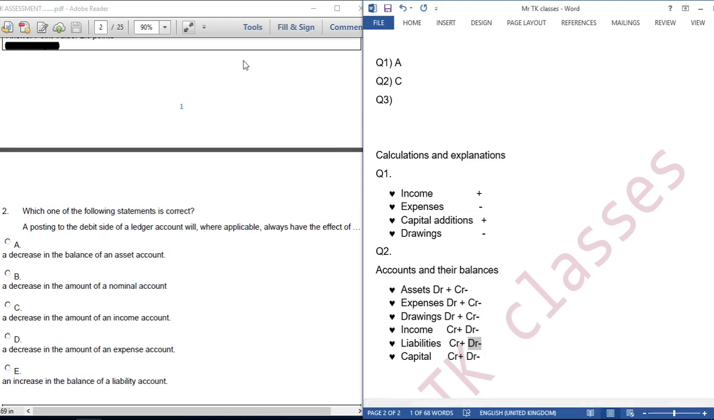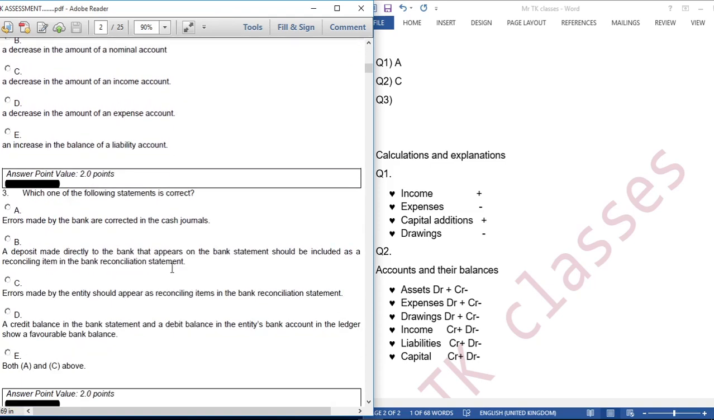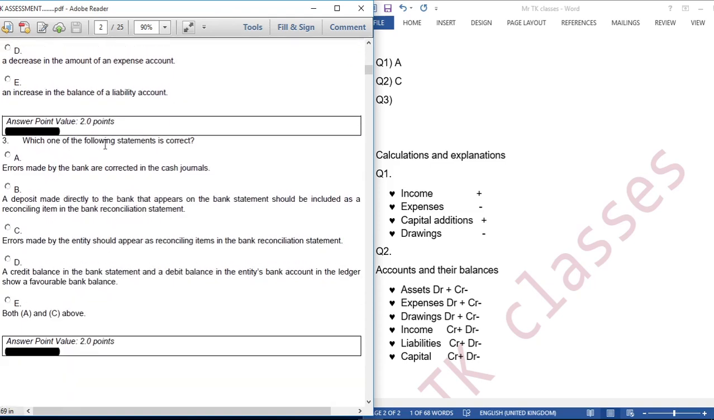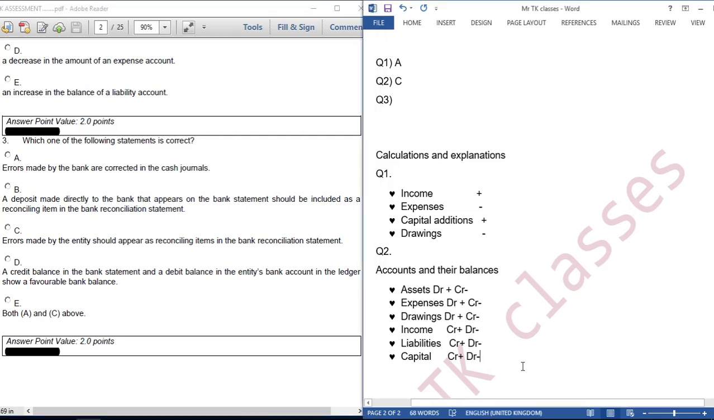So now we move to question 3. Which one of the following statements is correct? So question 3.